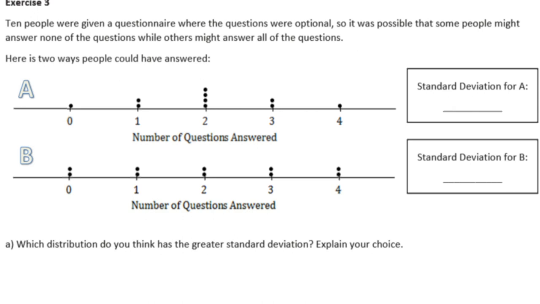What we want to do is, 1, predict which distribution do you think has a greater standard deviation and explain why. And then we're going to go through and calculate the standard deviation for A and B using our technology, whether it's with our graphing calculator or whether it's with Desmos. So we're going to have you pause the video, do your prediction first, and then you can go and do your calculations.